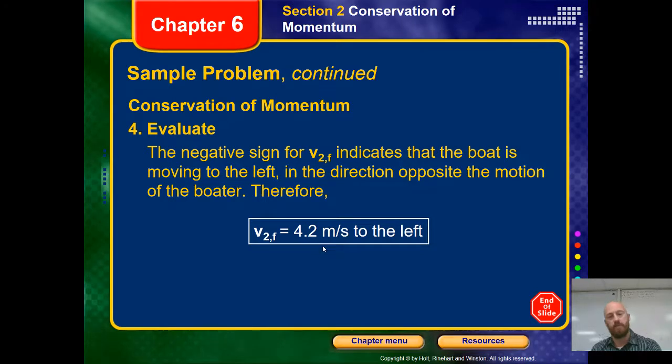4.2 to the left. Should make sense. All right. Opposite, therefore it's to the left. Good.